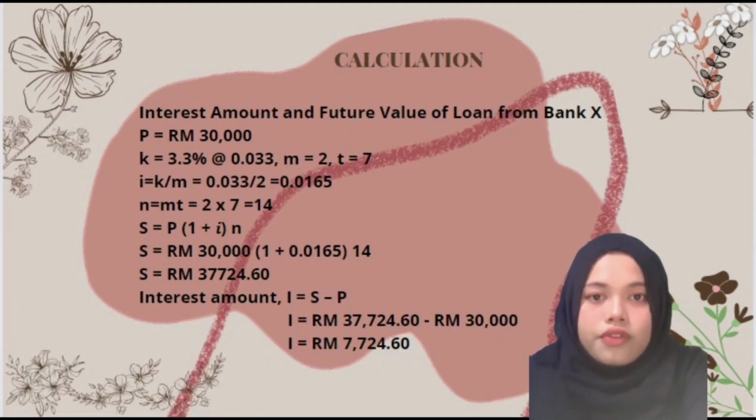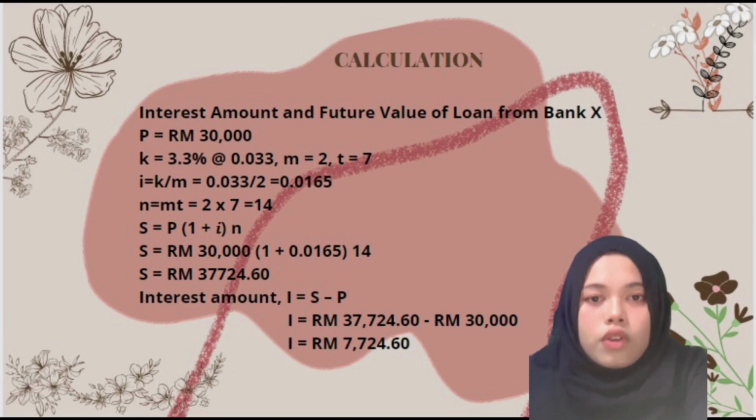Next, we move on to find the value of the interest amount and the future value of the loan from Bank X. Given P is 30,000, K equals 3.3% equals 3.3 over 100 equals 0.033, M equals 2, T equals 7. I, the periodic interest rate, equals K over M equals 0.033 over 2 equals 0.0165. N equals MT equals 2 times 7 equals 14.